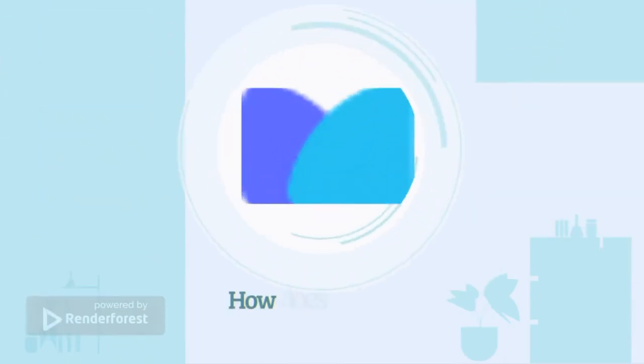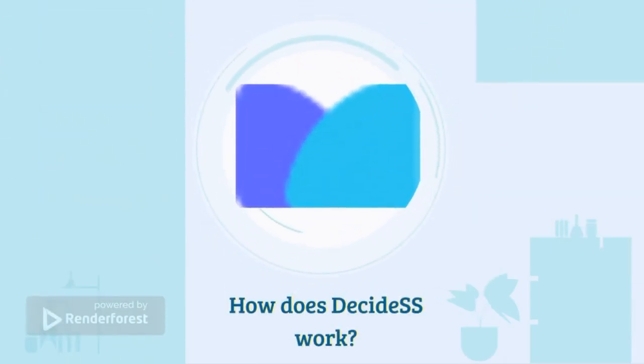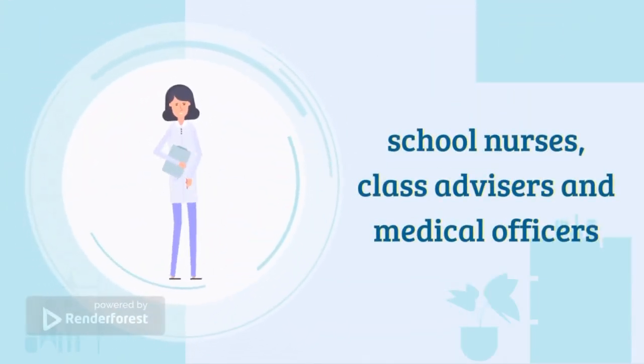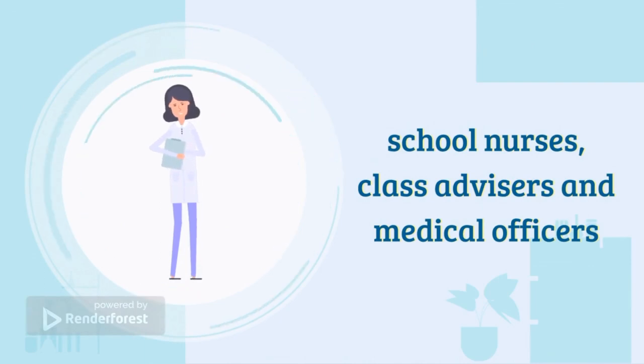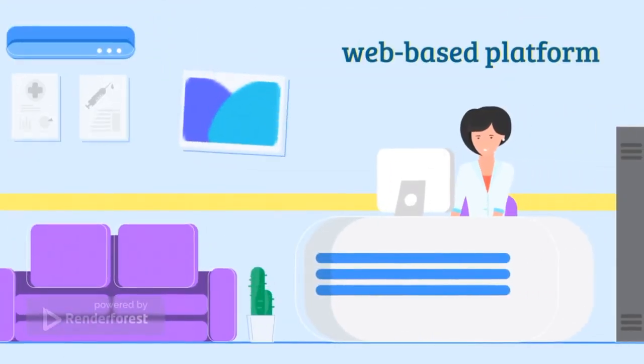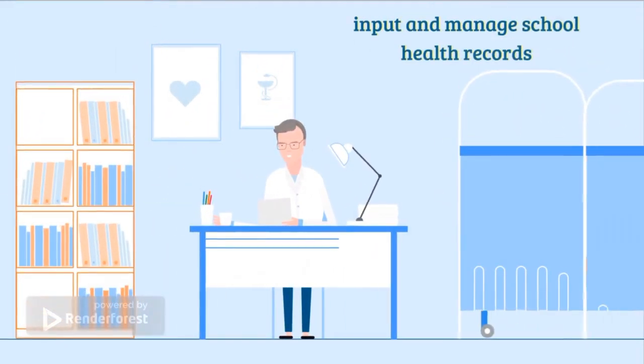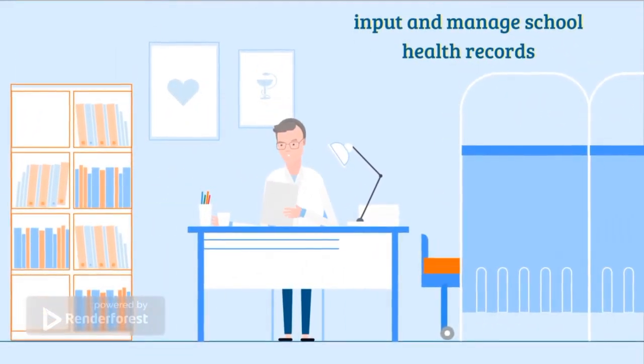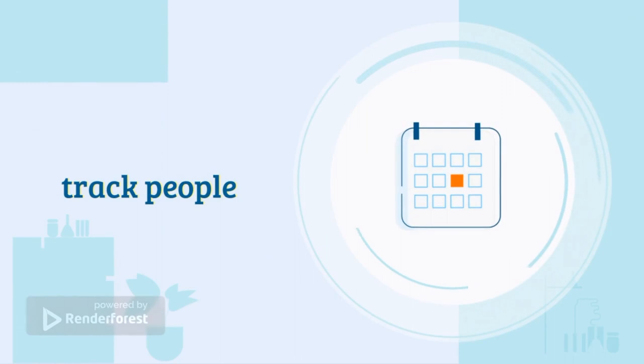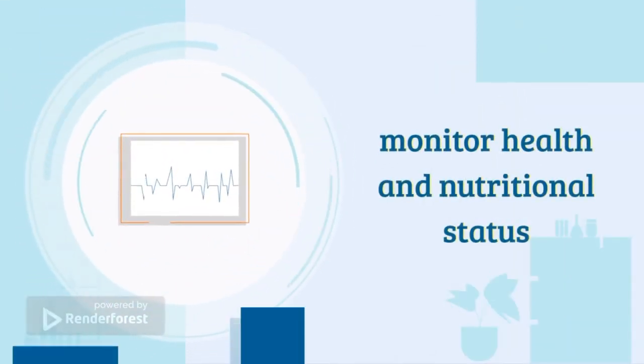So, how does Decides work? It's super easy. School nurses, class advisors, and medical officers can access the system through a web-based platform. They can input and manage all school health records, track pupils who are in need of support and services, and monitor their health and nutritional status.